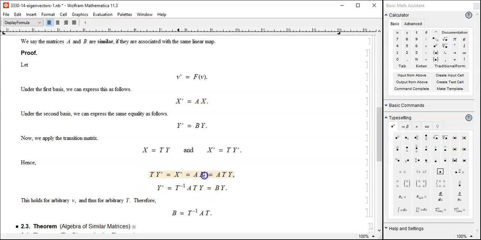And then that equals Ax, but x is Ty. So what do you get? Ty star is equal to ATy. So flip this T to the other side, and what do you get? y star is equal to, flip this over to the other side, T inverse ATy. But then again, compare that with this. That should be equal to By. So what do you get? T inverse ATy is equal to By, and we have the result. T inverse AT is equal to B.